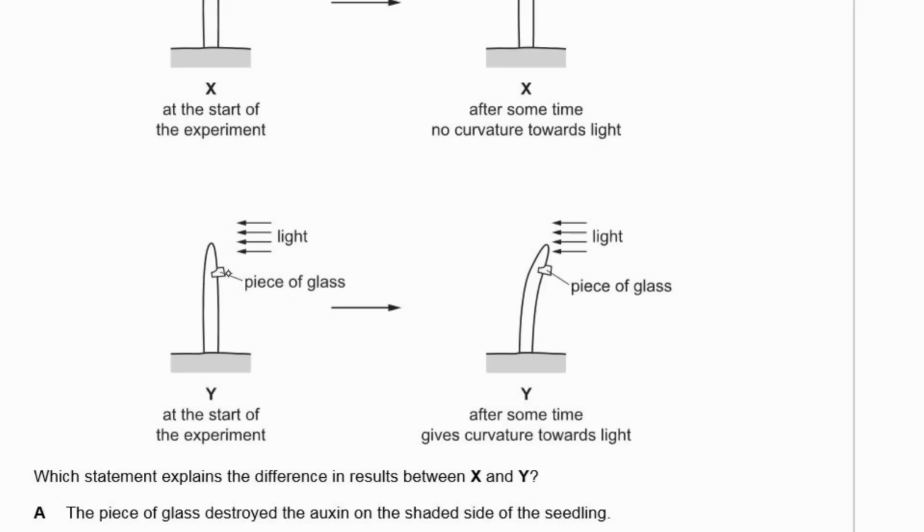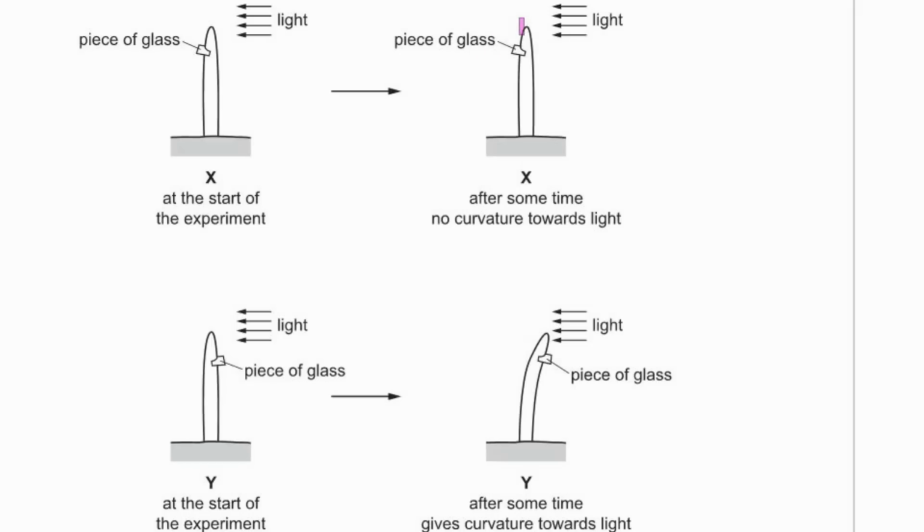In experiment Y, they put the piece of glass on the other side, again at the very beginning of the experiment, nothing happened because it's the very beginning. And over time, the seedling curves towards the light even though there's a piece of glass in the side. So which statement explains the differences in results between X and Y? Okay, so what's happening? The difference between the two experiments is that something is being produced at the tip and traveling down the side of the plant. As it's traveling down, it's being broken down by the light on the side closest to the light. But it's blocked by the piece of glass. It can't go past that piece of glass in X, but in Y there's nothing to stop it, so it causes the elongation of the cells in Y.